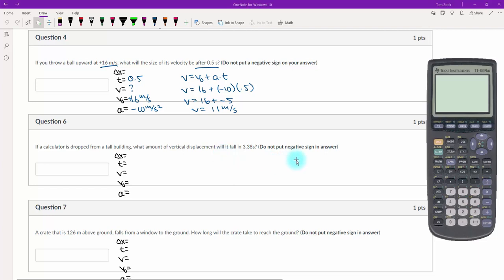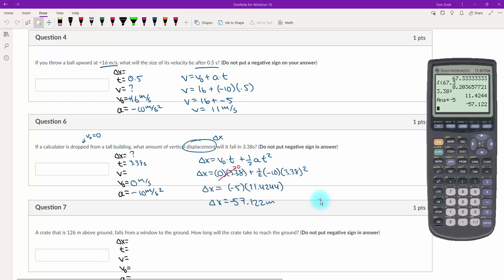Okay, number 6. Calculators drop from a tall building. What amount of vertical displacement will it have in 3.38 seconds? I think I'd like to have you try to do this setup, including the variables for this one and everything, and then we'll reveal the answer to you in about 3, 2, 1.